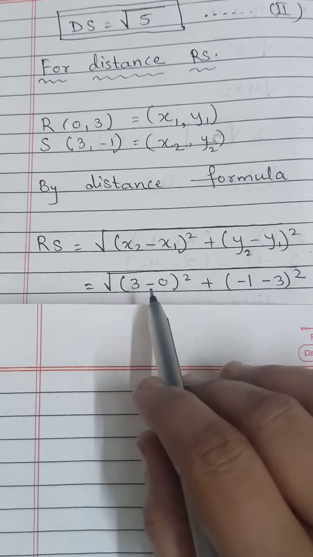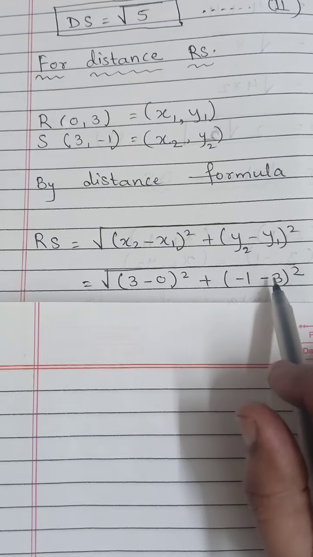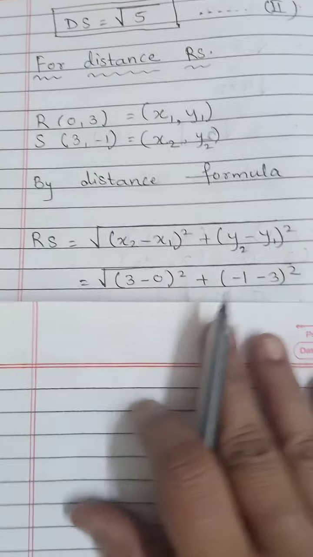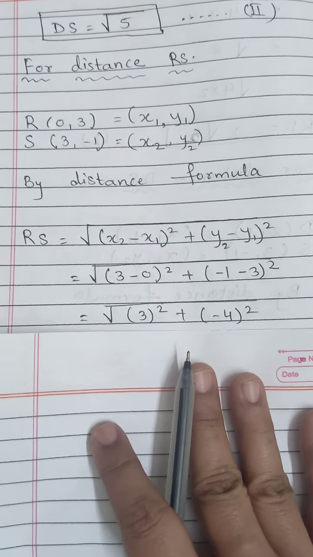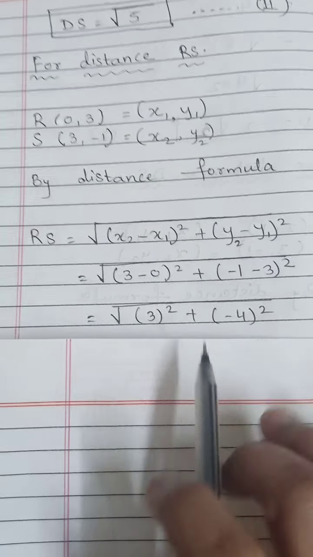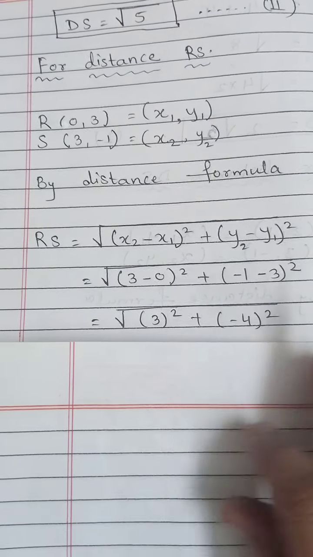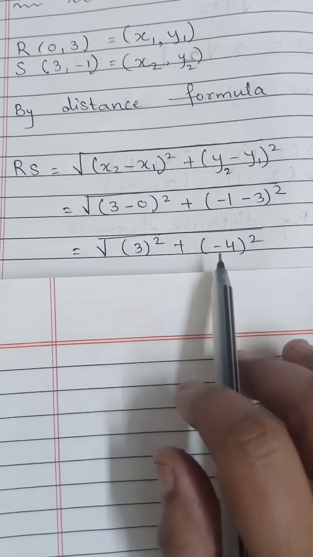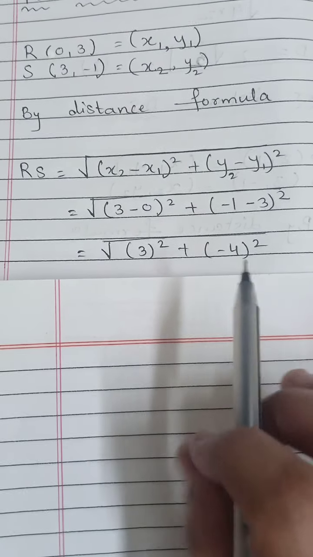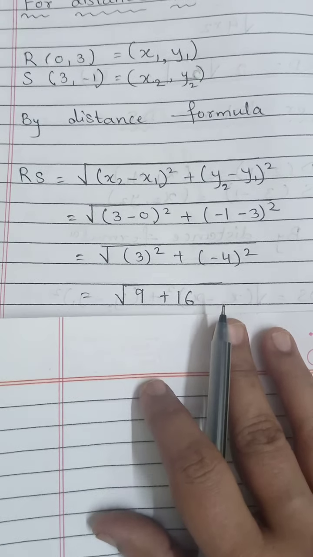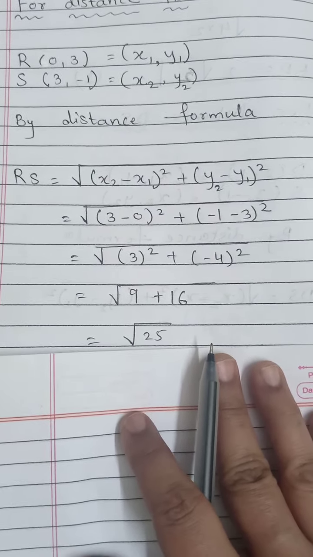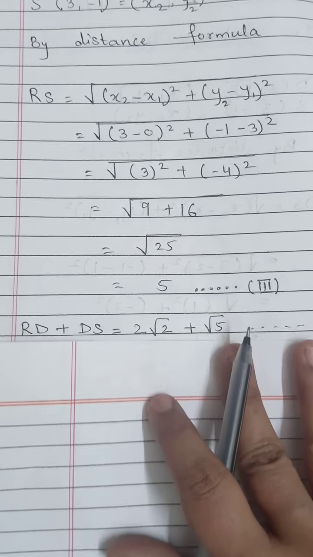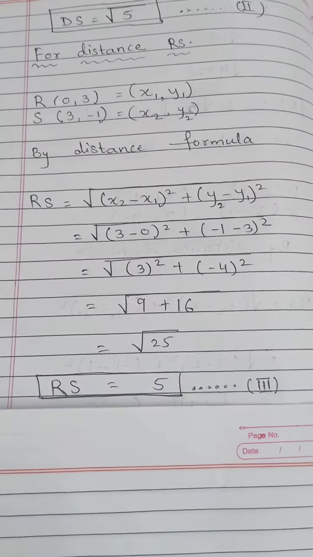Now 3 minus 0 is 3, so it will be 3 square, minus minus plus. 3 plus 1 is 4 and the greater number's sign is minus, so it will be minus 4. So 3 square plus minus 4 square. 3 square will be 9 and minus 4 square will be 16. It will not be minus 16. You have to remember that whether the number is negative or positive, the square is always positive. So it will be 16. So 9 plus 16 will be 25, and we know that the root of 25 is nothing but 5. So in this way we have got the value of RS is equal to 5.